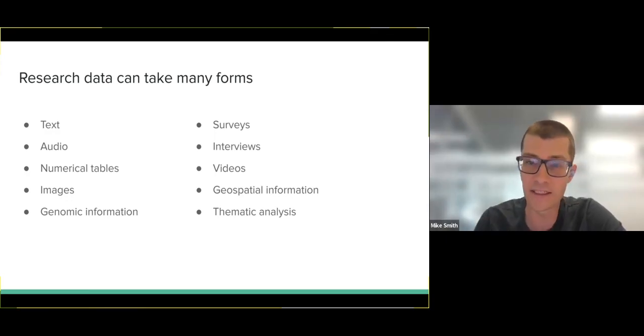But essentially, I want to emphasize here that it can be anything, right? If it's some sort of information that you use to draw on your scientific scholarship, then that is research data. But I guess we will principally focus on imaging data in this webinar series.